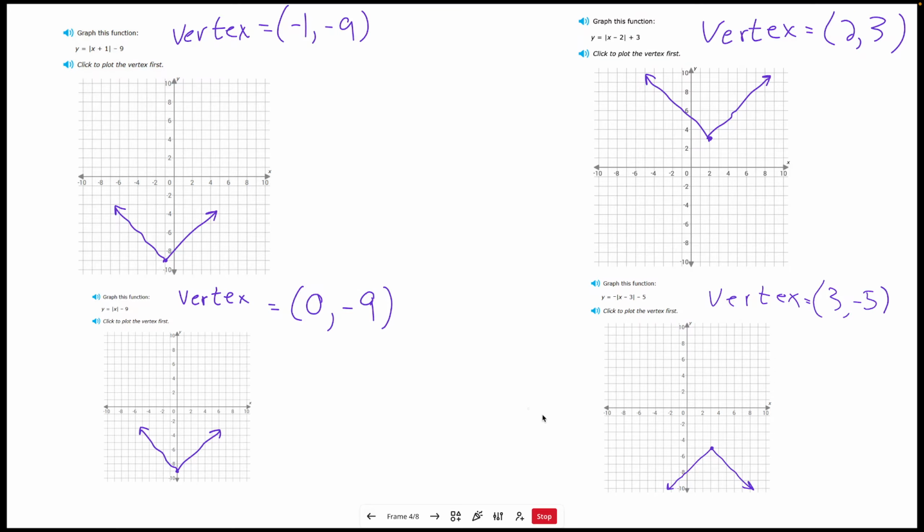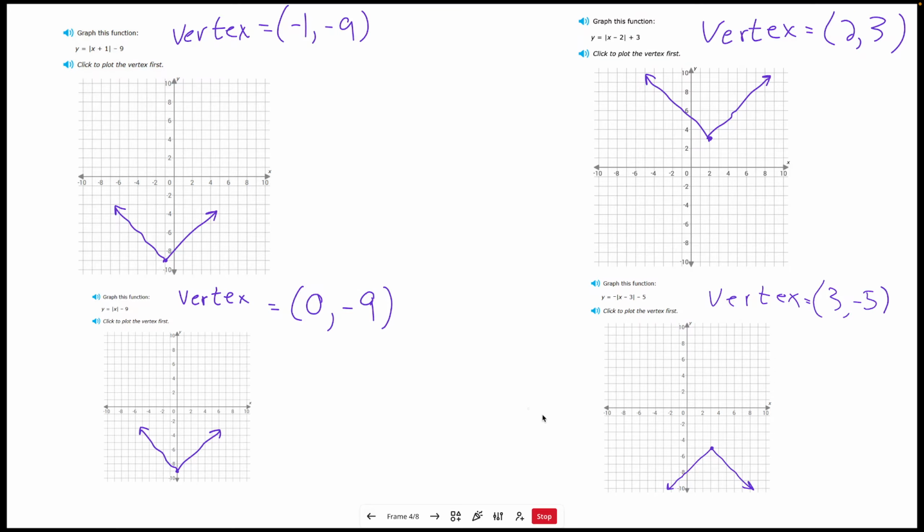Now, let's talk about that 0 problem. There's an invisible 0 here, meaning this and this are the same problem. They look different, but they're the same, because adding 0 doesn't change anything. So this is where they get the invisible 0 from. If you don't see numbers, then put zeros in.